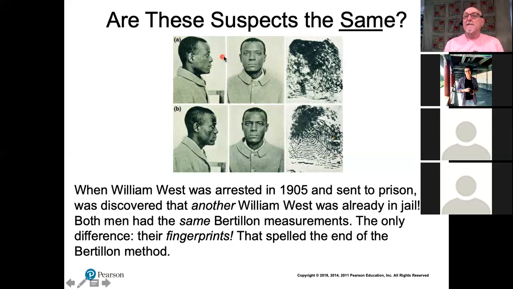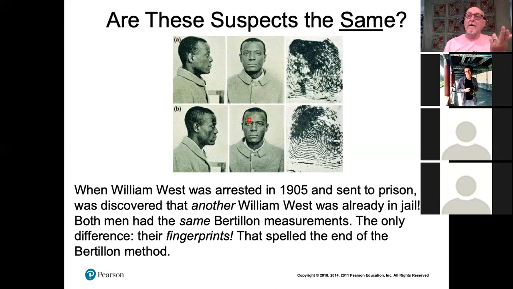William West's fingerprints did not match those from the crime scene. He was, in fact, innocent. And the other, Willie West, had a long rap sheet. He was a felon of long standing. This case was extremely famous because it spelt the end of the Bertillon measurement system and the advent of fingerprinting as a means of identification.